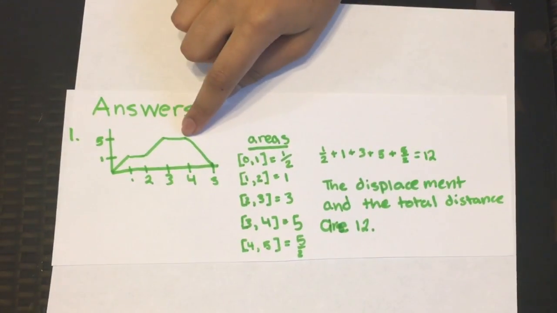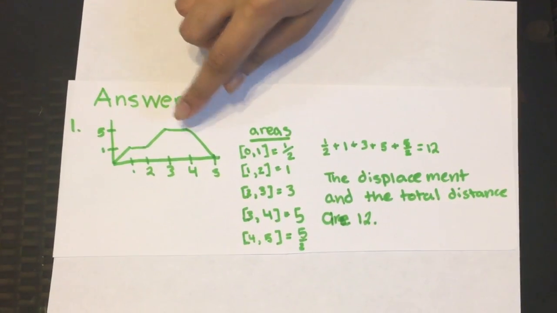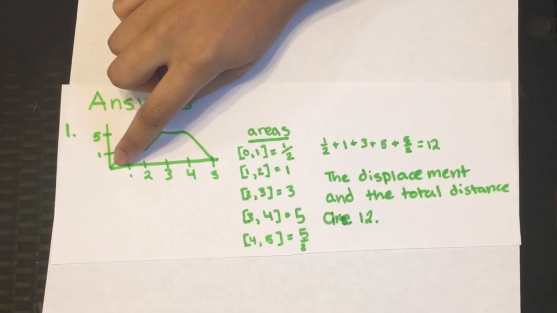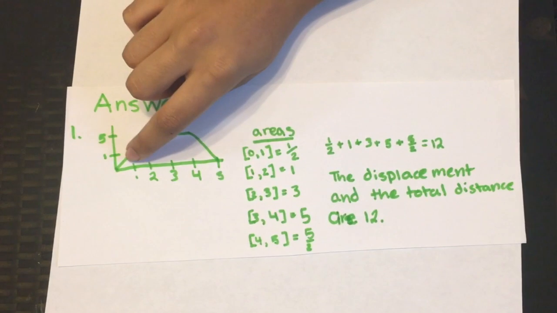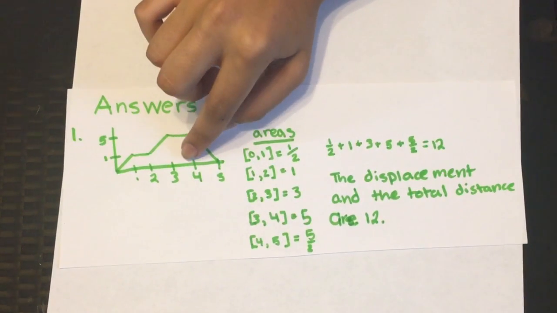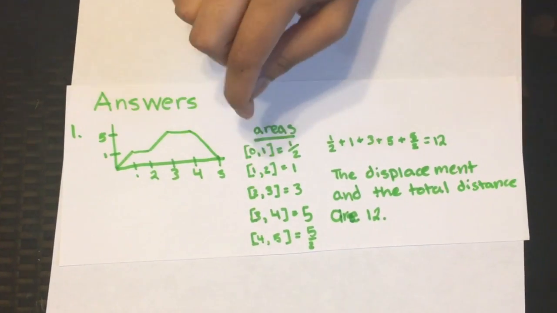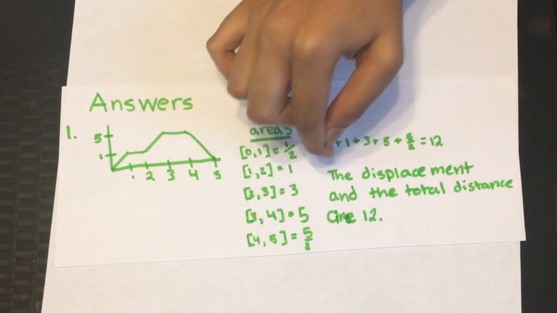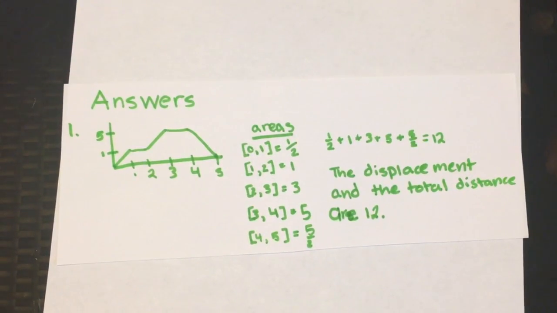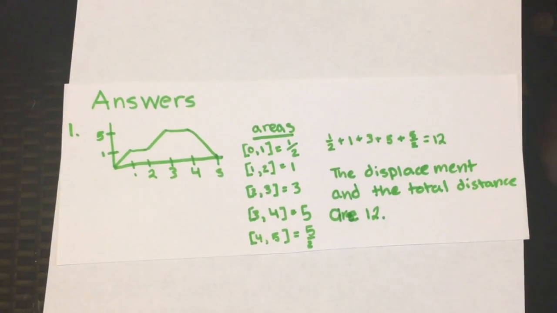So here's your graph that you were given, which models the walk of a cat through a neighborhood. To find the total distance, you're going to evaluate the area between each sub-interval. So you're going to take the interval from 0 to 1, 1 to 2, 2 to 3, 3 to 4, and 4 to 5. And you're going to find the area under the curve of each of these intervals. So after you find the areas, you're going to add all the areas up, and you're going to find that the displacement and the total distance are 12. The reason that they both are the same is because this graph did not shift into the negative, so the total distance did not change.